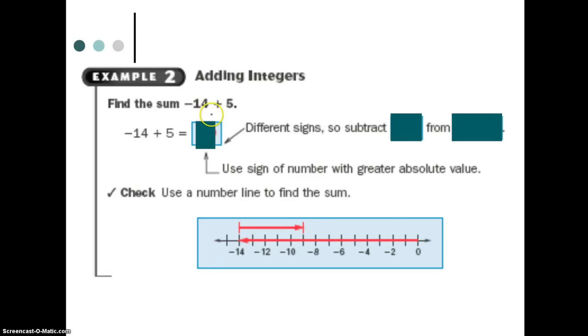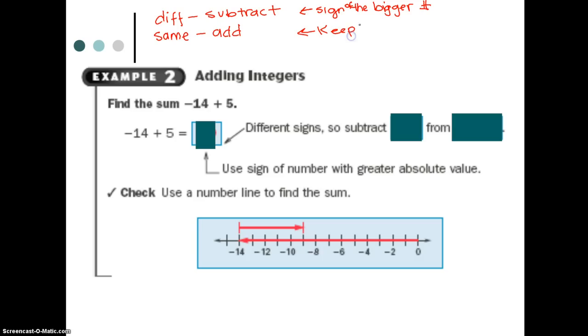Example 2. Find the sum negative 14 plus 5. Remember I told you in the previous slide that when you have different signs, you subtract. This only applies for when you are adding or changing subtraction to adding. When it's the same sign, you just add them together. Okay? This one, you take the sign of the bigger number. Okay? Technically it's called the bigger absolute value, because when we ignore the sign, we're changing it to a positive. Sign of the bigger number. And this one, keep the common sign.